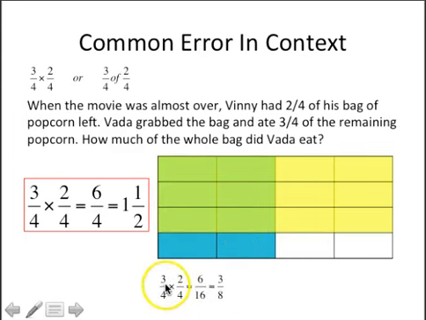Here's the computation. So 3/4 times 2/4 equals 6/16, which we see 6 cells here overlapping out of 16 total, and that simplifies to 3/8. This product, 3/8, is less than 3/4, and it's also less than 2/4. It's a fraction of a fraction. So it makes sense that this number should be smaller than either factor.